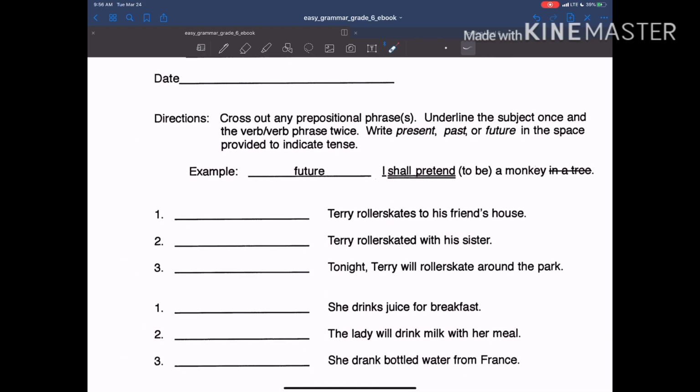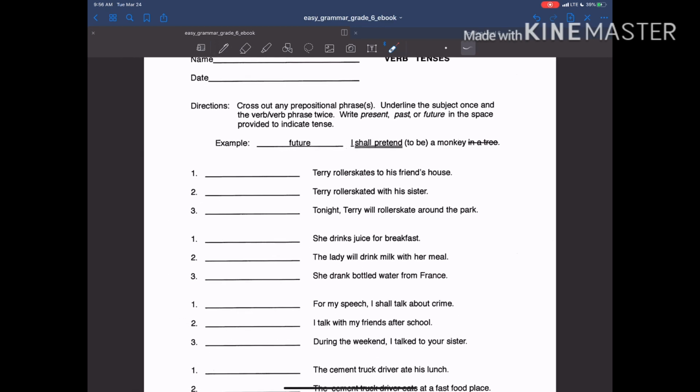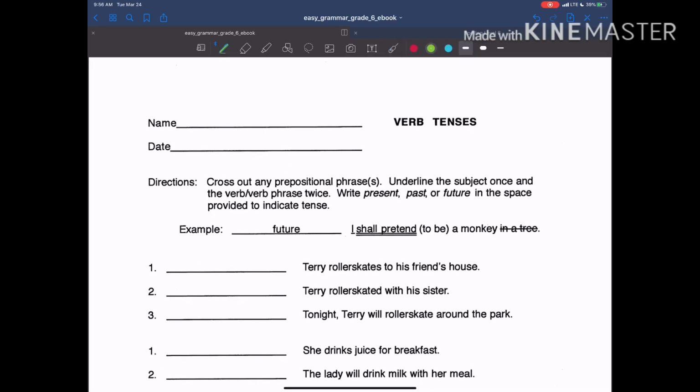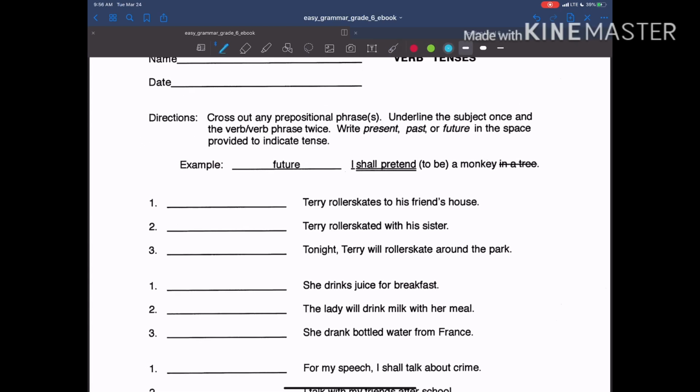We're going to do the first set of 3 right here, and then I'm going to leave you to do the rest on your own. Okay? All right, here we go. Cross out any prepositional phrases. Underline the subject once and the verb or verb phrase twice. Then we're going to write present, past, or future in the space provided to indicate tense. Okay? All right, here we go.